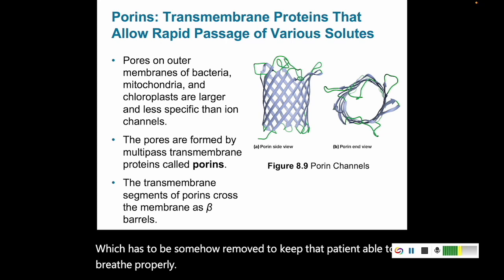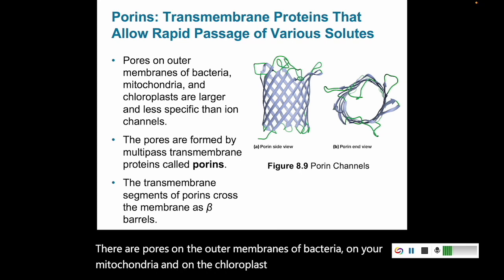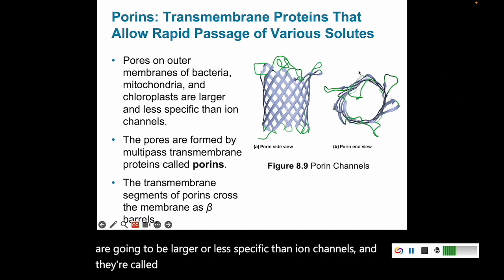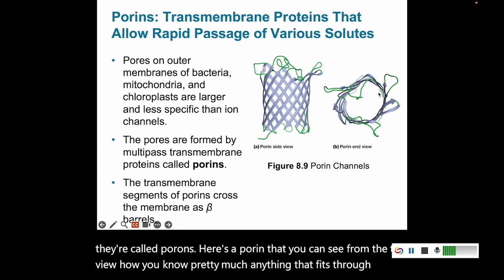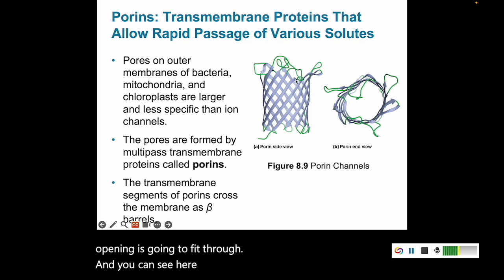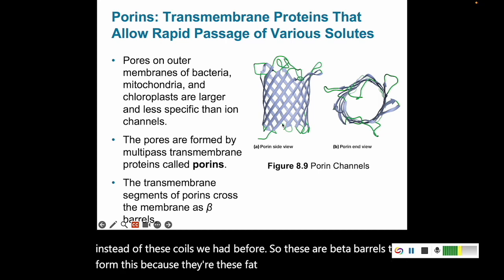There are pores on the outer membranes of bacteria, on your mitochondria, and on the chloroplast of a plant or an algae that are going to be larger, they're less specific than ion channels, and they're called porins. Here's a porin that you can see from the top view, how pretty much anything that fits through that opening is going to fit through. And you can see here how their transmembrane units are kind of these flat arrows instead of these coils we had before. So these are beta barrels that form this because they're these flat beta folds instead of those alpha helices.